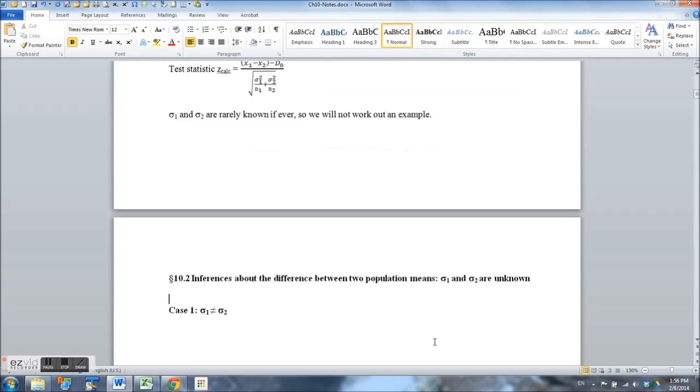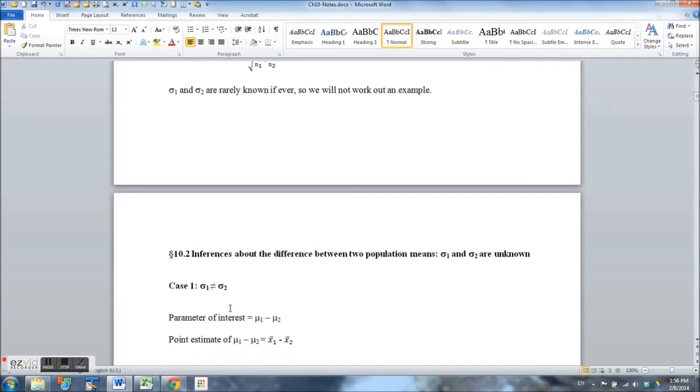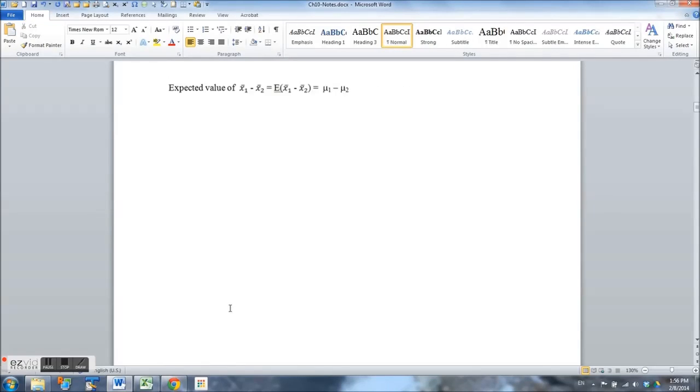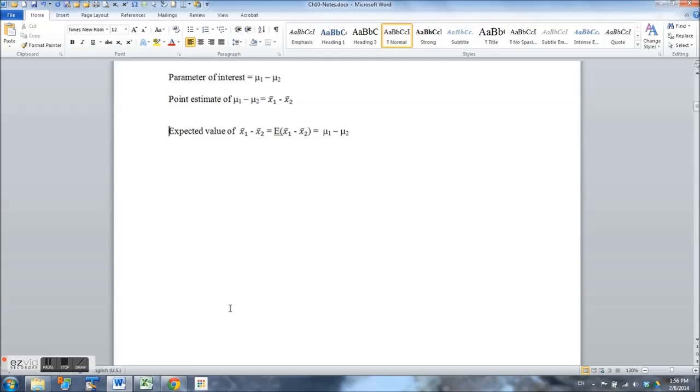One is that sigma sub 1 and sigma sub 2 are not equal. So this is your first case, sigma sub 1 is not equal to sigma sub 2. We are still interested in the parameter mu sub 1 minus mu sub 2, and the point estimate is x bar sub 1 minus x bar sub 2. The expected value of x bar sub 1 minus x bar sub 2 is still mu sub 1 minus mu sub 2.